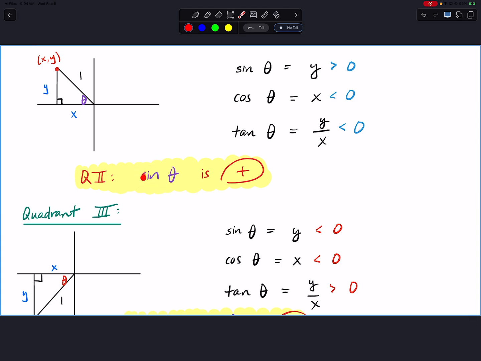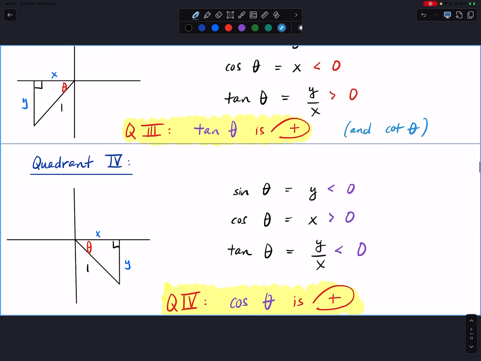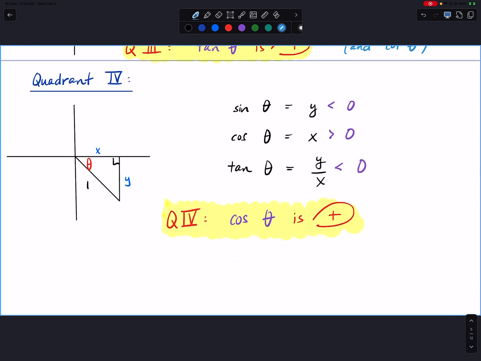Because if you remember this, what's the reciprocal of sine? Cosecant. So if sine's positive, so is cosecant. If tangent is positive here, so is cotangent. If cosine's positive here, so is secant. But the thing I'm going to show you guys right now is you just have to remember about sine, cosine, tangent, and then you're good.